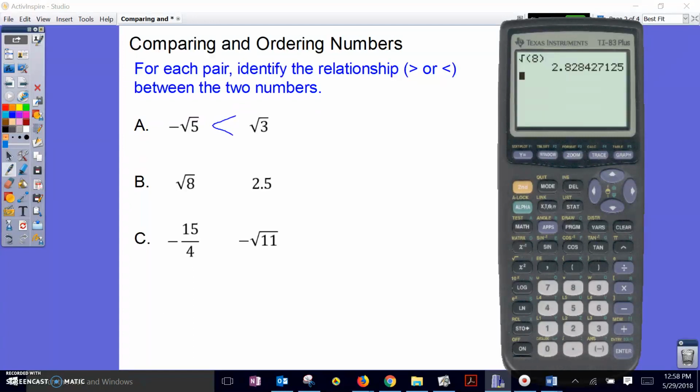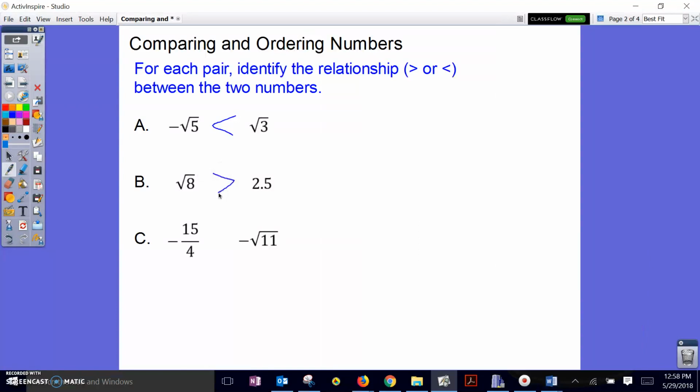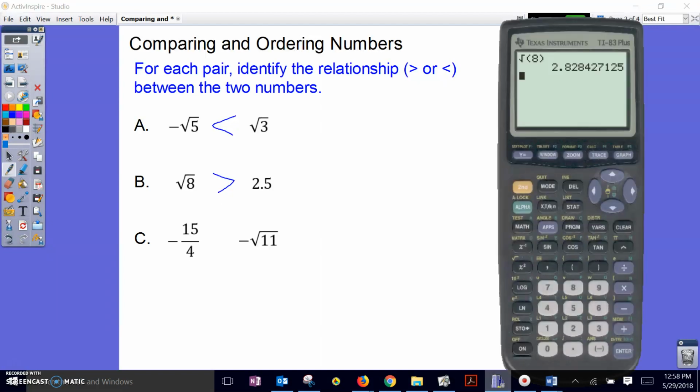2.828. So approximately 2.828 is a larger magnitude than 2.5, and so square root of 8 is larger than 2.5, since they're both positive. And now our last example here, negative 15 over 4 and negative square root of 11. You probably don't recognize the decimal value of either of these right off the top of your head. So we'll go ahead and find those.